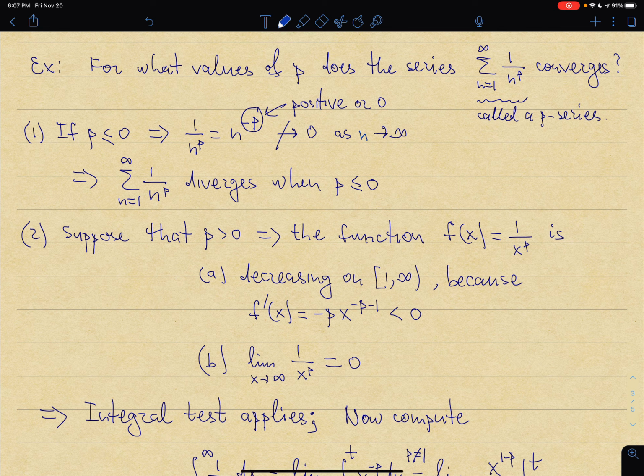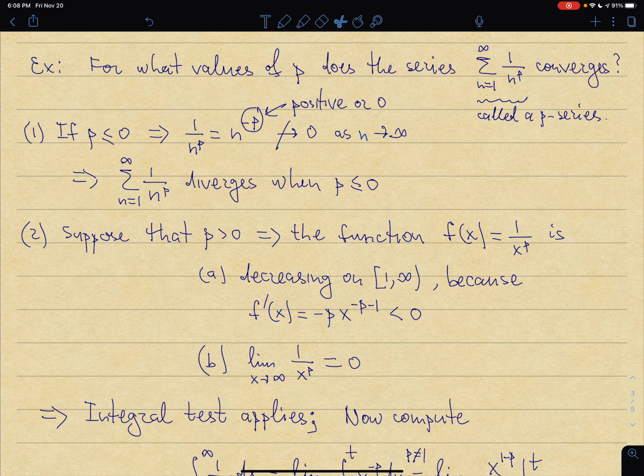then what I see is that if p is 0, so n to the 0 is equal to 1, then the limit is 1. And if p is less than 0, minus p is positive, then n to the minus p goes to infinity. So in neither case, p is 0 or p negative, does 1 over n to the p go to 0, and if it doesn't go to 0, then the series fails the test for divergence, and so the series must diverge when p is negative.